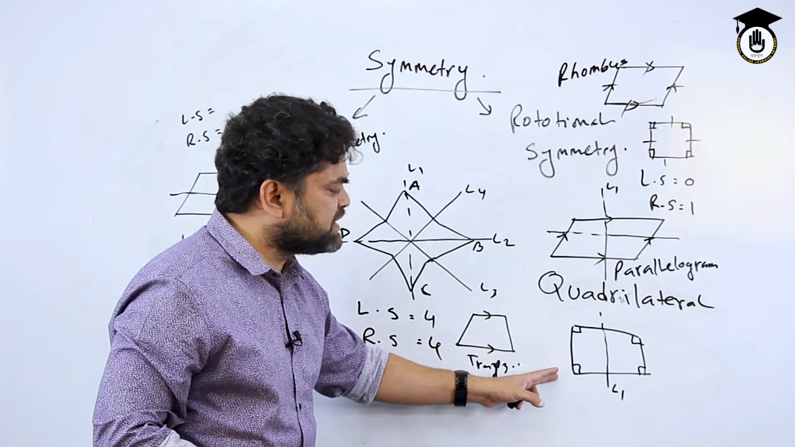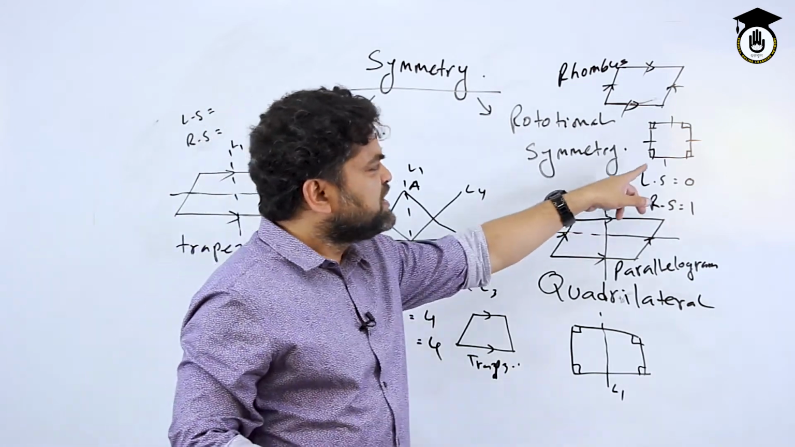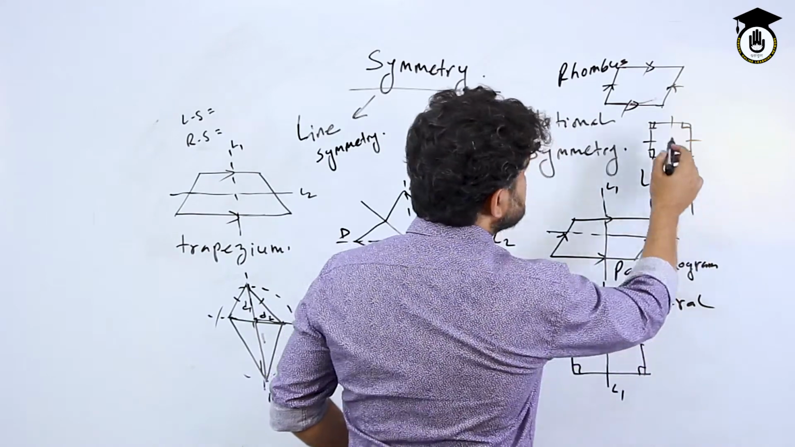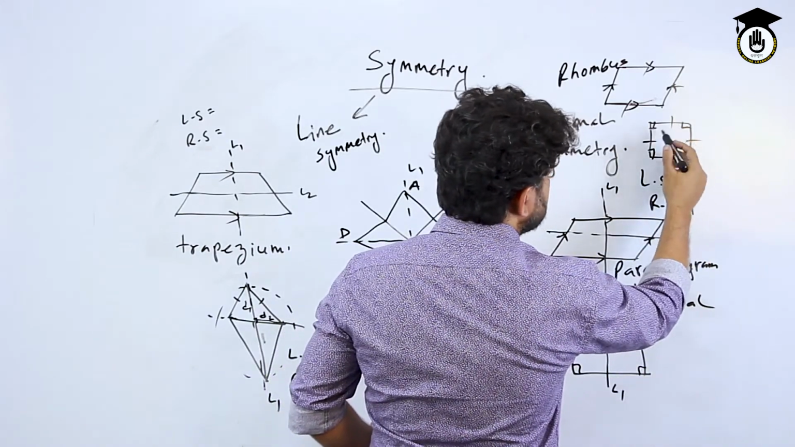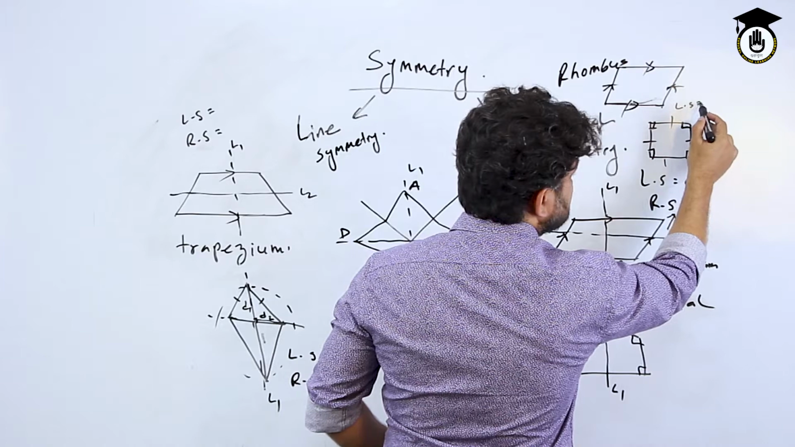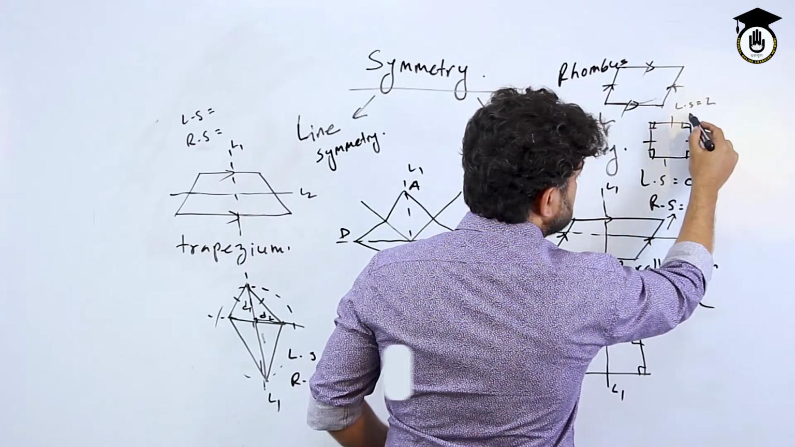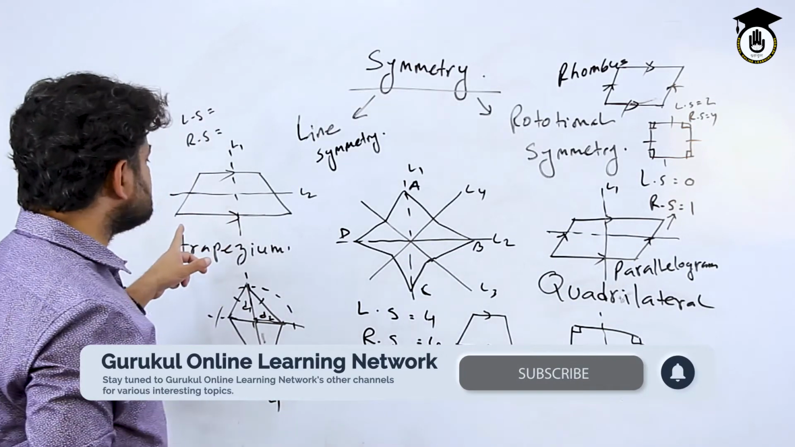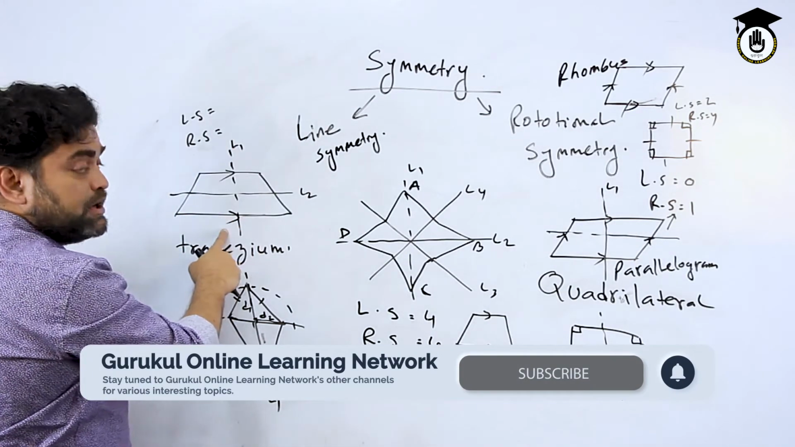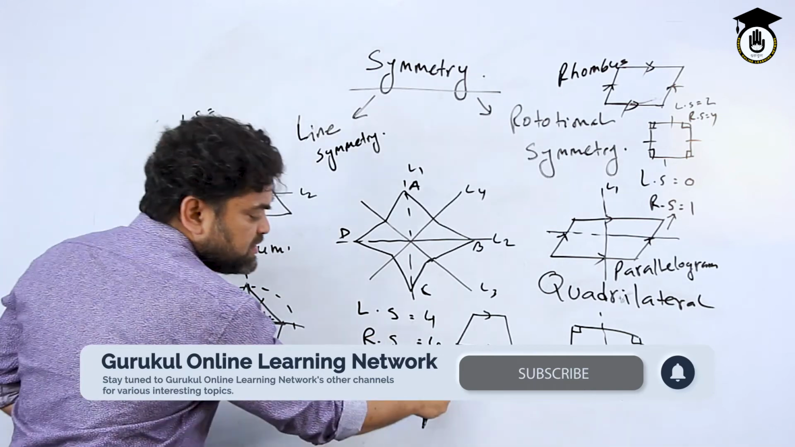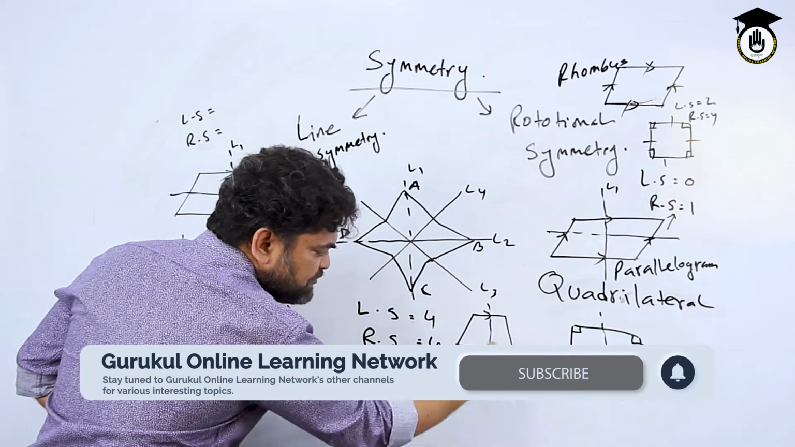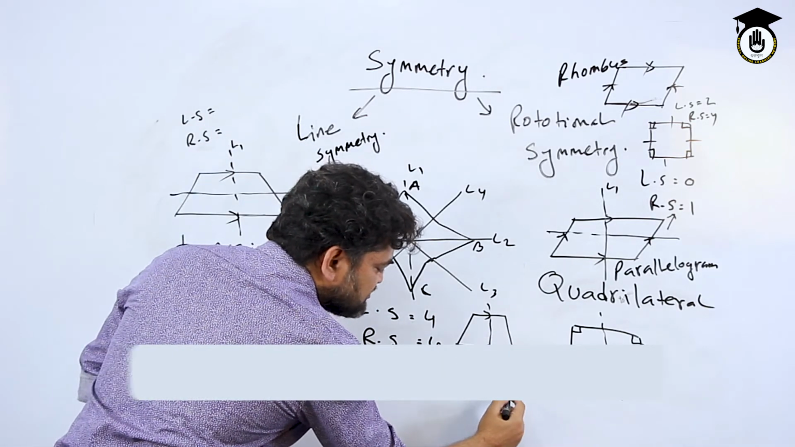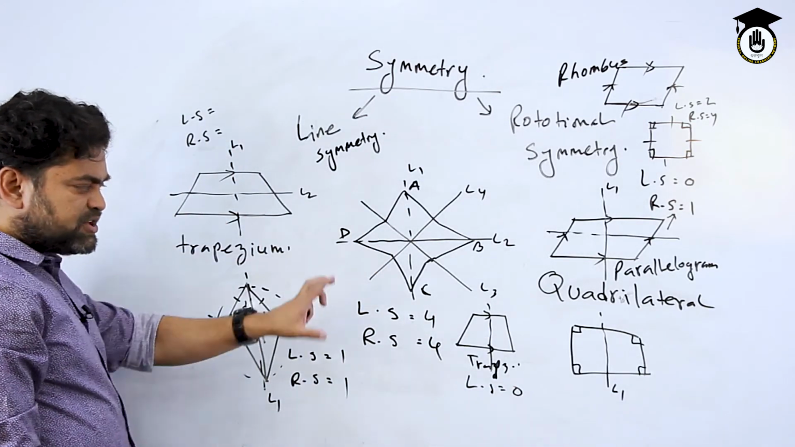In cases of rectangle and square, I discussed with you like this: for a square, line symmetry I can write 4 or 2, rotational symmetry 4. So in cases of trapezium, line symmetry will be only 1 in this diagram. But for this trapezium, if you draw the line and fold it, it will not place properly. So for this one, line symmetry is 0, totally 0.